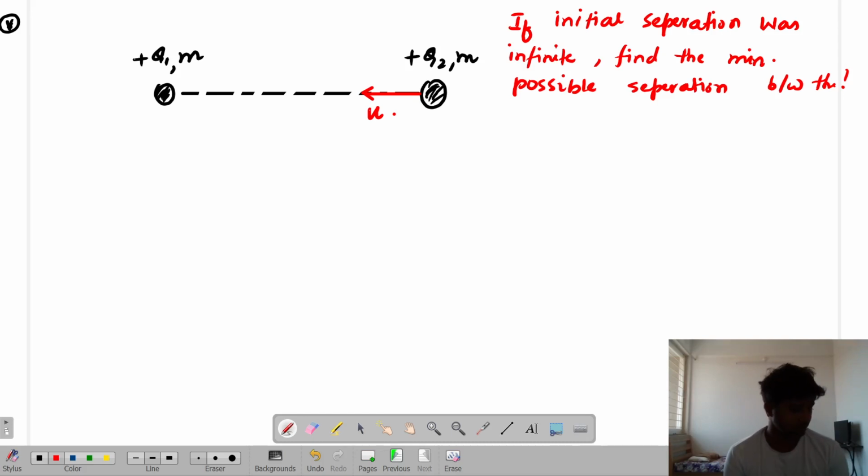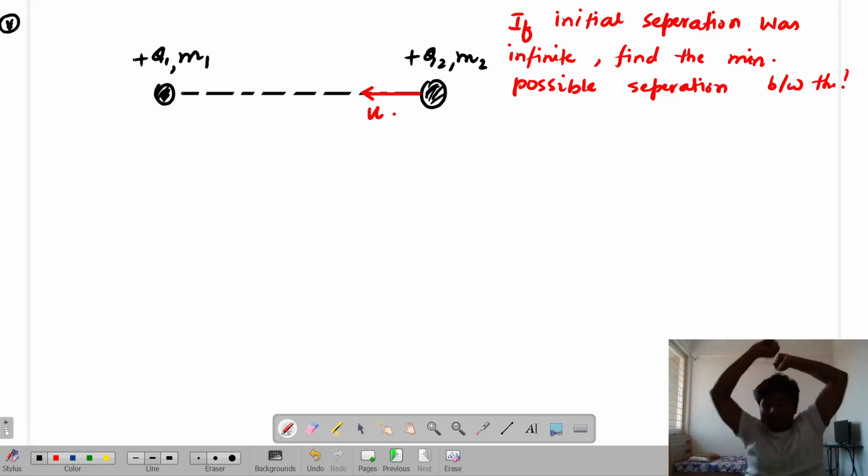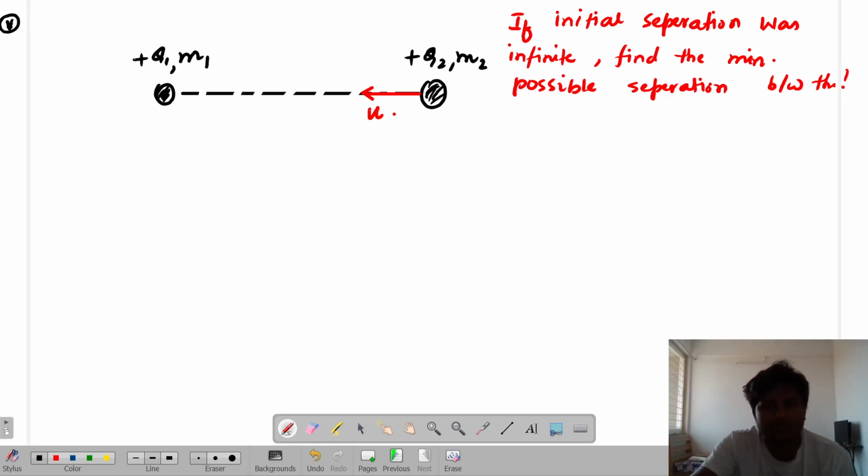Both the charges are going to be moving. The masses are also different, M1 and M2. What will happen to the velocities?